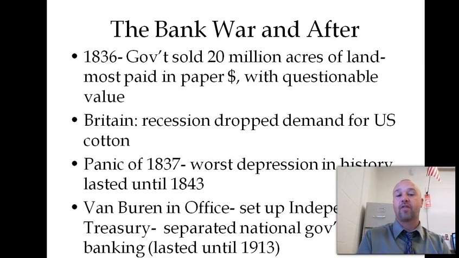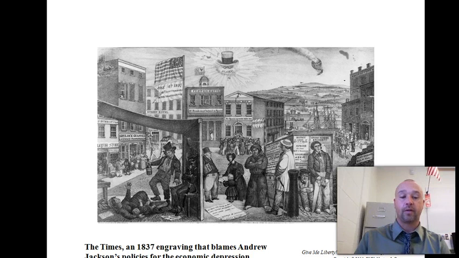In 1836, the government sold 20 million acres of land, most of it paid for in paper money that had questionable value. Meanwhile, in Britain, a recession dropped the demand for U.S. cotton, and all of this will turn into the Panic of 1837, which was the worst depression in American history at that time. Martin Van Buren comes to office right when the panic is beginning, and is not going to fare too well. One good thing that comes of it, an independent treasury system is set up, which will separate the national government from the bankers, which will last until 1913.